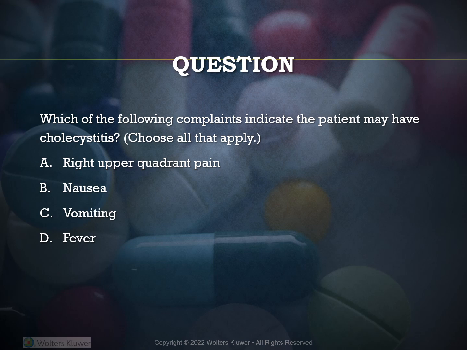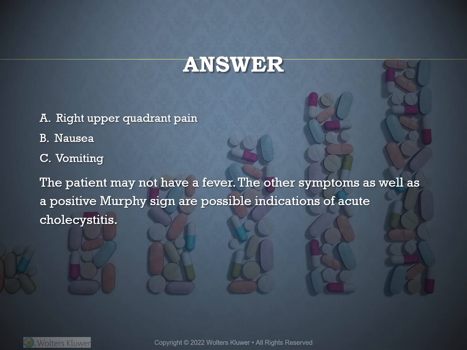Our next question asks, which of the following complaints indicate the patient may have cholecystitis? Choose all that apply. A. Right upper quadrant pain, B. Nausea, C. Vomiting, or D. Fever. The answers are A. Right upper quadrant pain, B. Nausea, and C. Vomiting. The patient may not have a fever. The other symptoms are possible indications of acute cholecystitis.